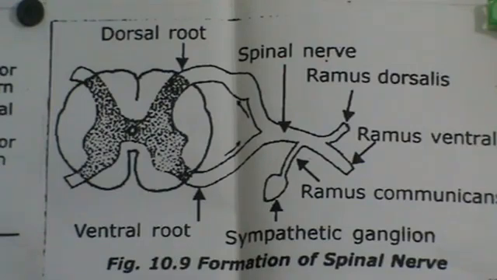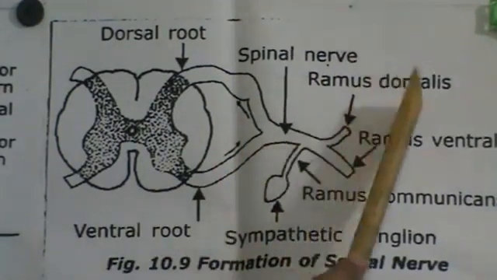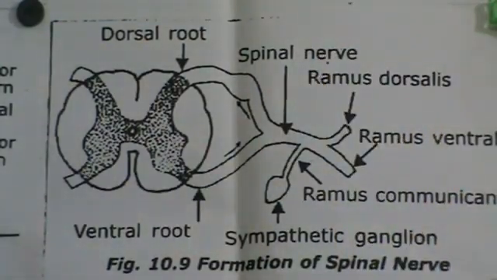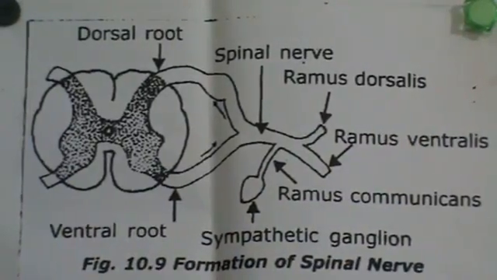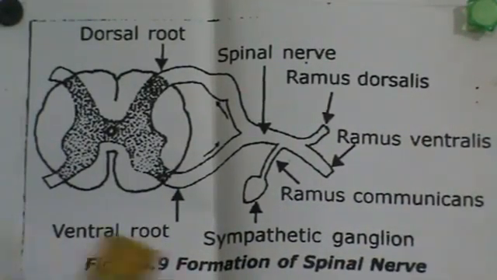The spinal nerve emerges out of the vertebral column through the intervertebral foramen. The hole through which it comes out is called the intervertebral foramen. I don't think that's shown in this diagram. Okay, let's move on ahead. Each spinal nerve, after emerging out of the vertebral column, divides into three branches. One is ramus dorsalis, then ramus ventralis, and then ramus communicans.